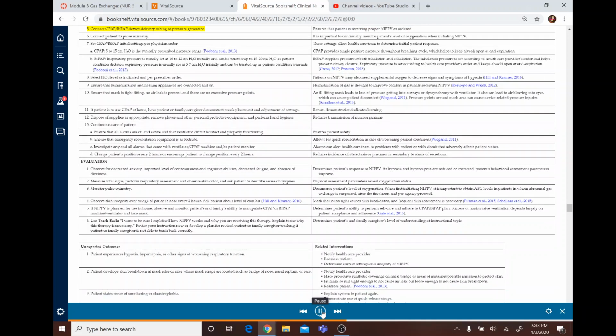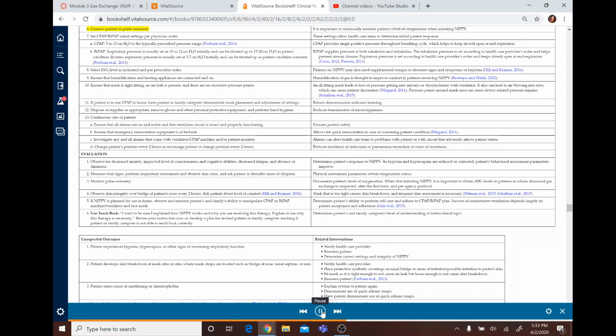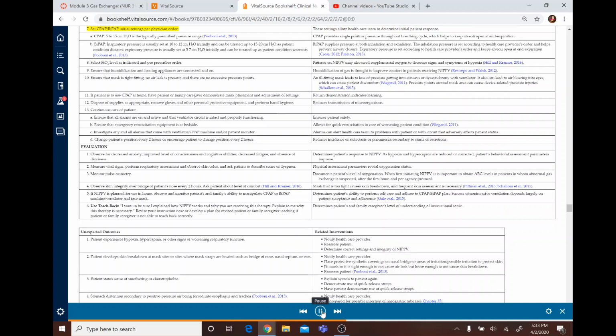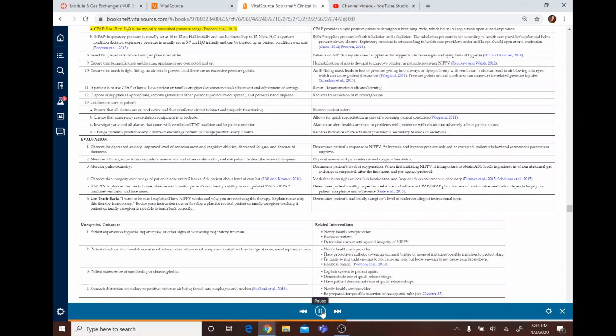5. Connect CPAP/BiPAP device delivery tubing to pressure generator. Ensures that patient is receiving proper NIP as ordered. 6. Connect patient to pulse oximetry. It is important to continually monitor patient's level of oxygenation when initiating NIP. 7. Set CPAP/BiPAP initial settings per physician order. These settings allow healthcare team to determine initial patient response. For CPAP, 5 to 15 centimeters H2O is the typically prescribed pressure range, Pruboni et al., 2013. CPAP provides single positive pressure throughout breathing cycle, which helps to keep alveoli open at end expiration.